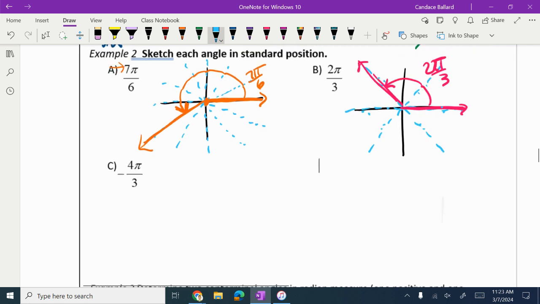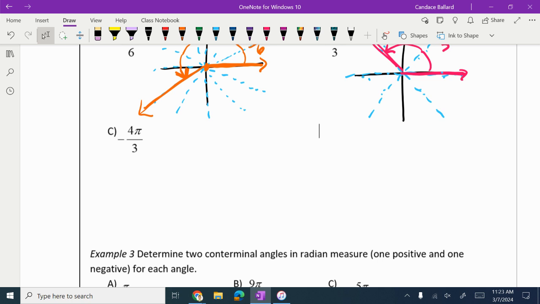Okay. All right. I want everybody to try C on your own from beginning to end. Okay. You can do this. Okay. Make sure you notice it's negative. So you make sure you go the right direction. Yeah. And we're done.